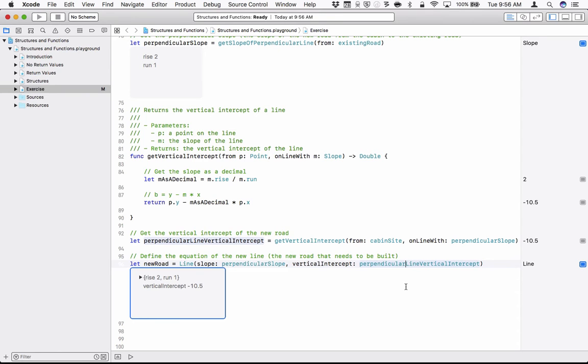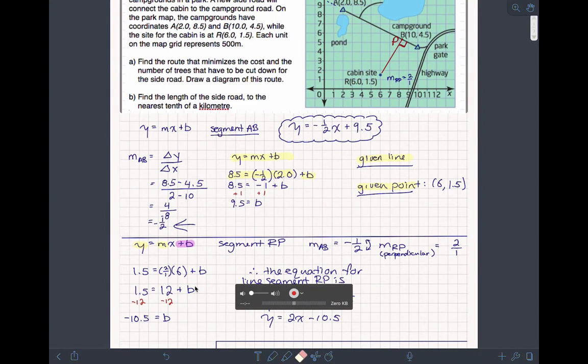Okay, so next part of the process. We've now in code gotten the equation of the new road. That's an instance of the line structure, and it's got the correct slope and it's got the correct vertical intercept. So that matches up nicely with the algebra, which we can see here.